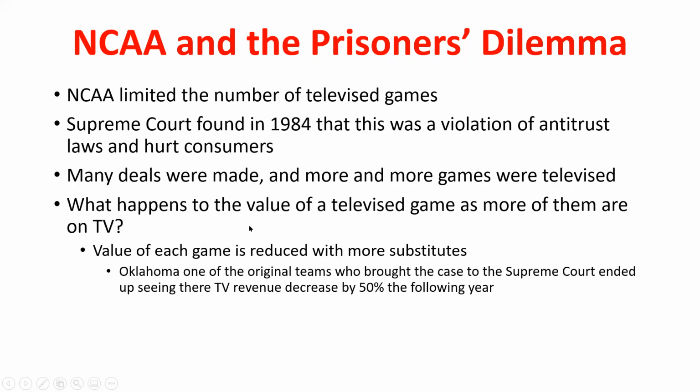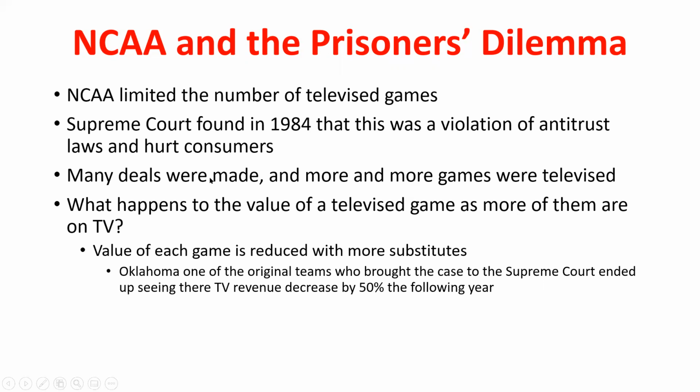So let me see if I get this right. I believe it was Oklahoma that was originally one of the teams that brought this court case, right? They brought this to the courts basically because they wanted more of their games televised. And under the current NCAA rules, they were only getting a certain amount of their games put on these national broadcast deals, right?